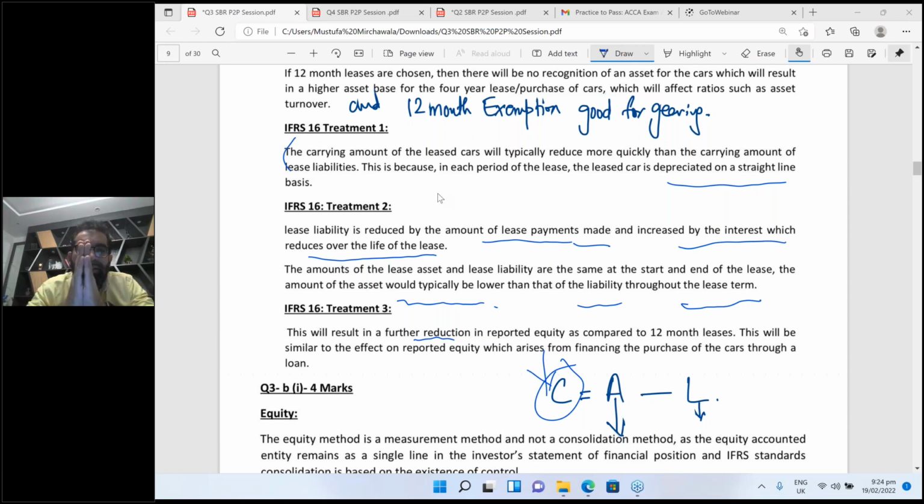My dear student, please, first of all, let me explain. The asset is going down with higher speed, the liability is going down with lower speed, because whatever rentals you are paying, you don't deduct the complete amount from the liability. There is one thing which is interest.